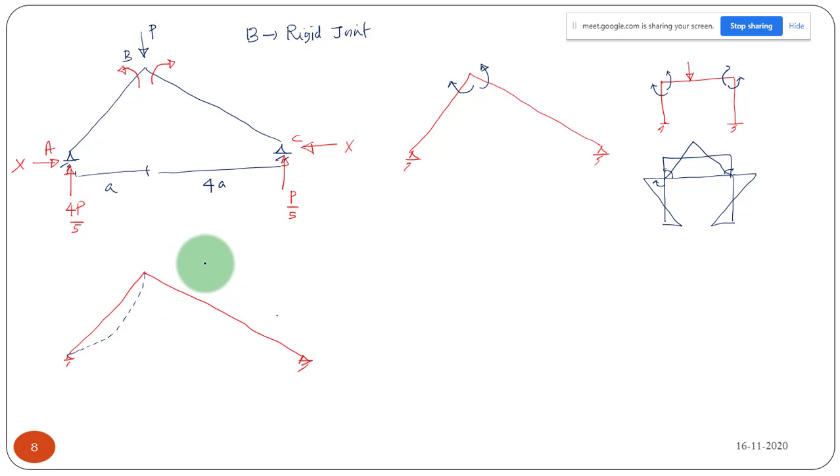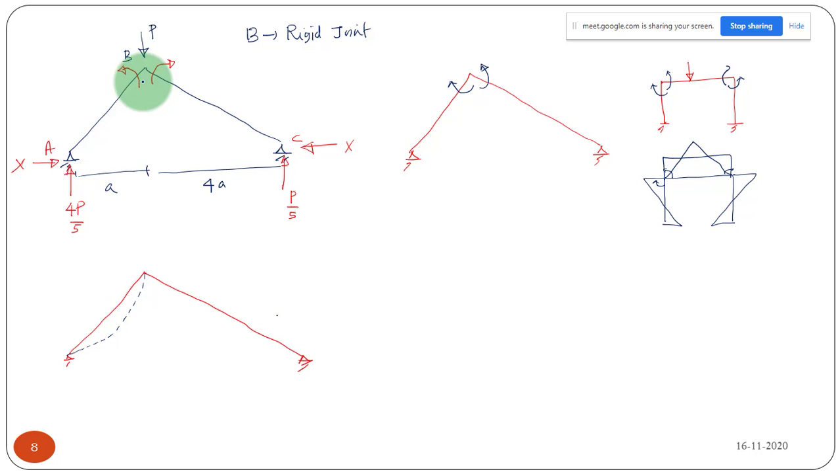What do you mean by compatibility condition? Compatibility condition means at the rigid joint, even after the deformation, what should be maintained? Yeah, the angle. Not necessarily 90 degrees. Whatever the initial angle is, it should be maintained. So this could be 90 or it may be more than 90. Okay, that is the compatibility condition at the rigid joint. So we have to maintain that condition while drawing the deformed shape.